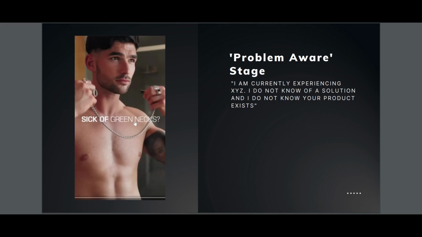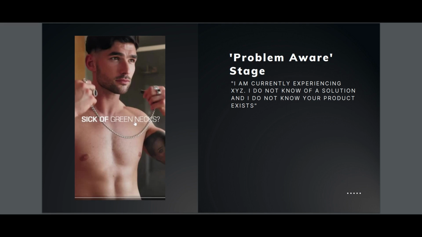Problem aware stage, I'm sure you've seen this ad everywhere. Now it's where the consumer is currently experiencing a problem. They do not know of the solution, and they do not know your product exists. So for example, here on the left for a jewelry brand, sick of green necks, big problem in the jewelry space. So many brands, really, really big brands will get jewelry and it'll come and it won't be made from the right metal, etc. And it'll go green when it gets wet, and it's just annoying.